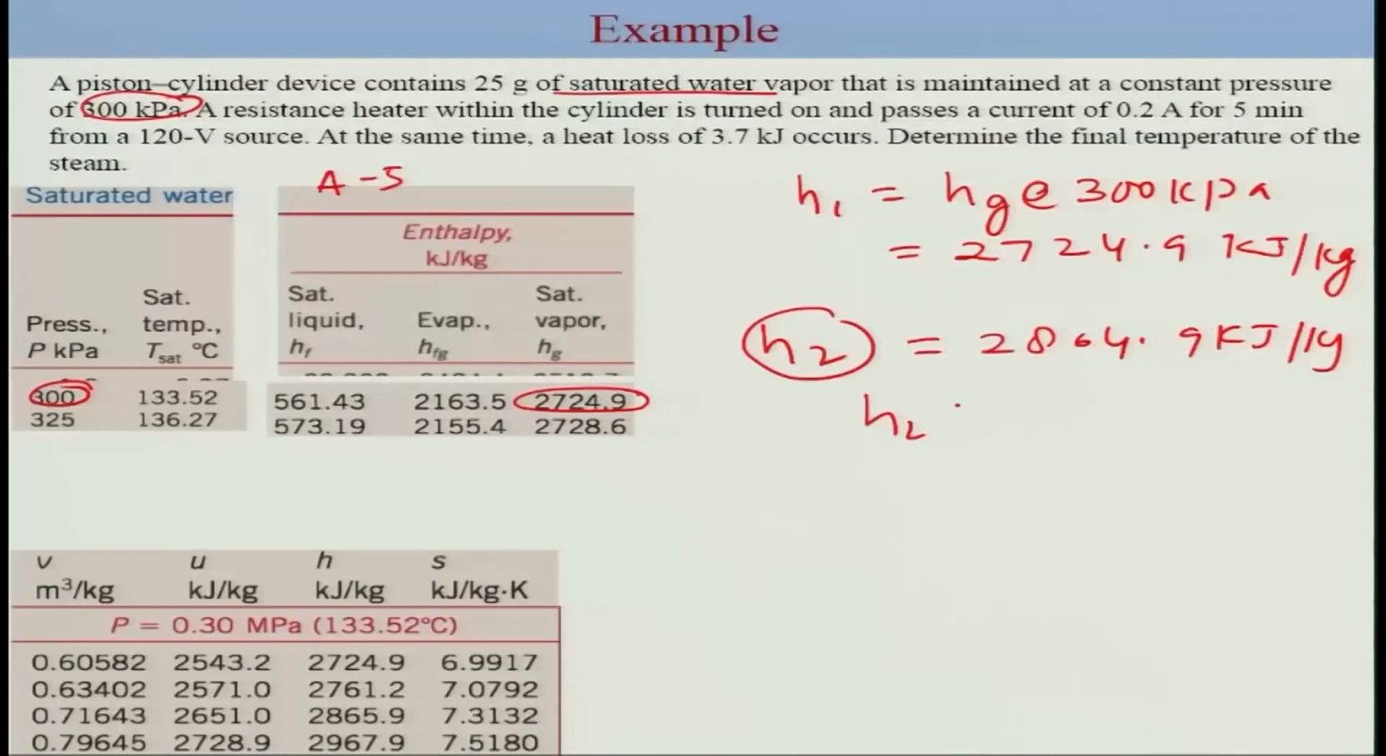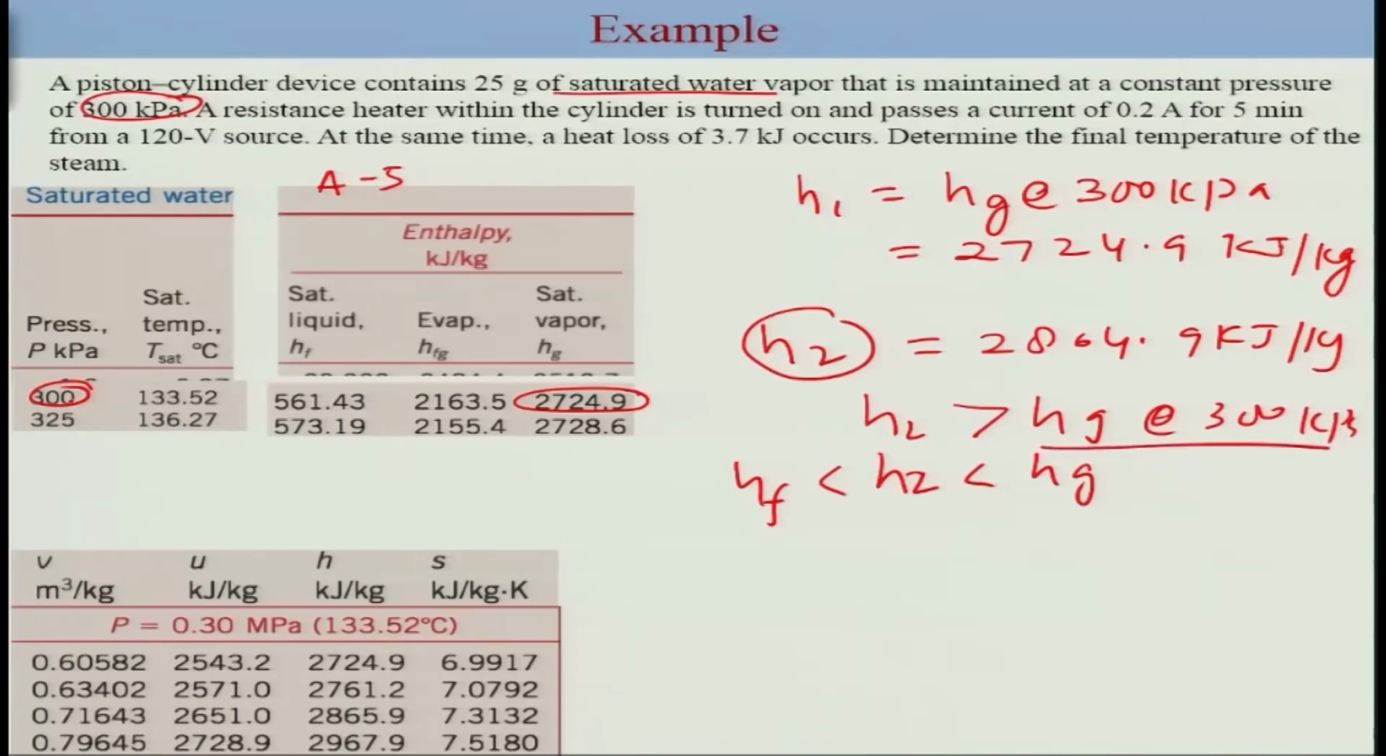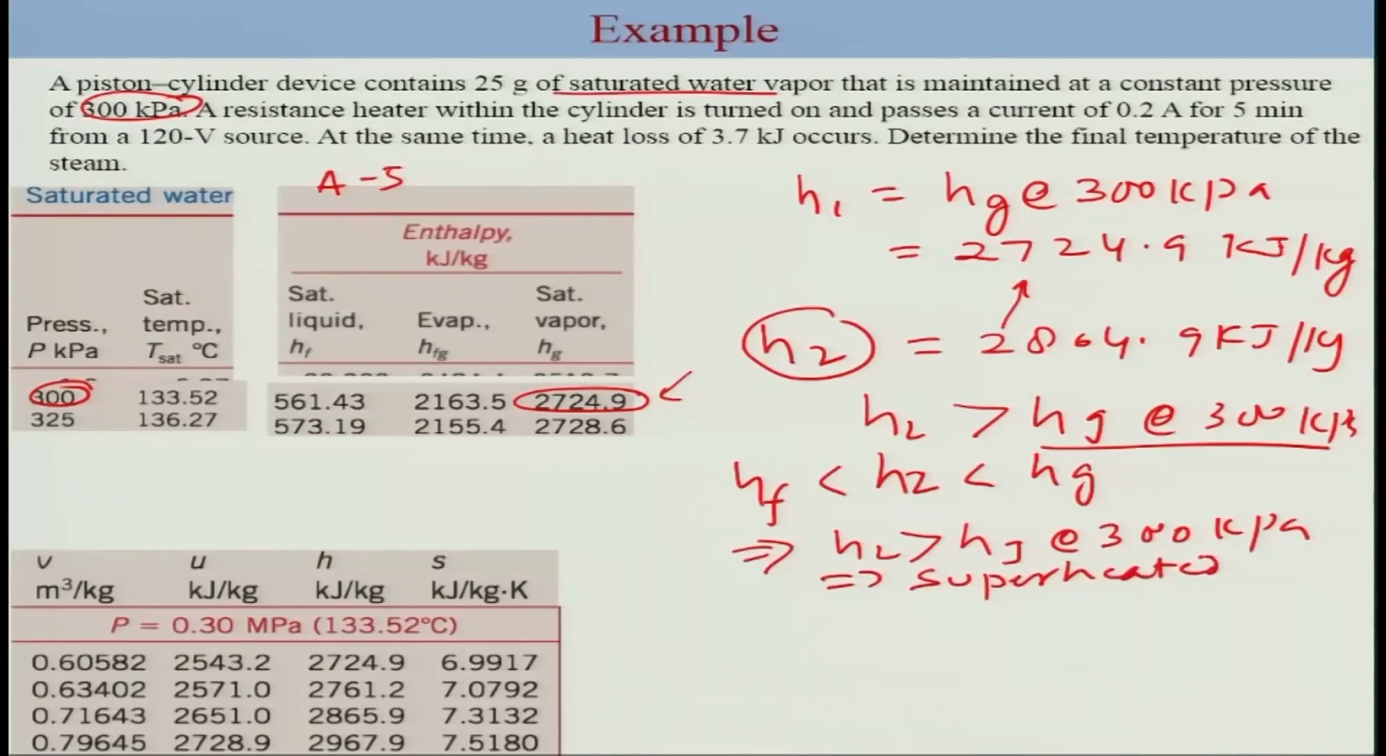So the question is whether this is greater than Hg, or less than Hg and greater than Hf. Let's look at 300 kilopascal again. We know that at 300 kilopascal the value of Hg was 2724, and our value is greater than 2724. So that means H2 is greater than Hg at 300 kilopascal. This indicates a superheated state.